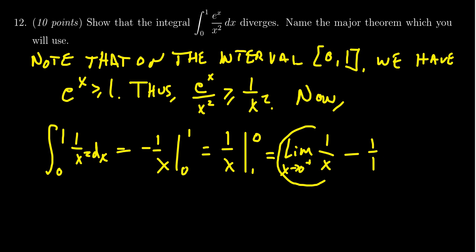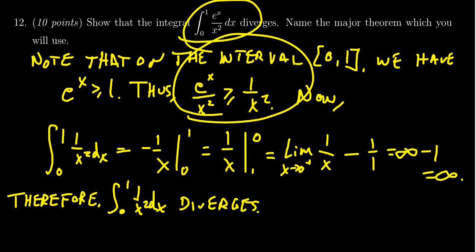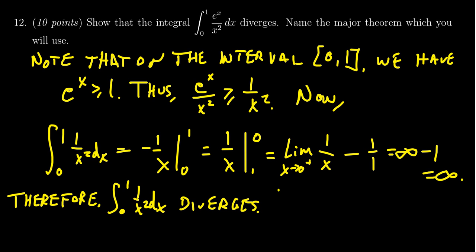Now, this limit right here is the one we're interested in. As x approaches 0, 1 over x is going to approach infinity. So you end up with infinity minus 1, which I should mention is just the same thing as infinity. And so therefore, the integral from 0 to 1 of 1 over x squared dx diverges by the calculation we just did. Since this integral turned out to be infinity, and since the integral we care about is larger than the integral we just computed, we can then say by the comparison test, make sure you actually state the comparison test here. And don't just say it, actually put it in the statement where you use it.